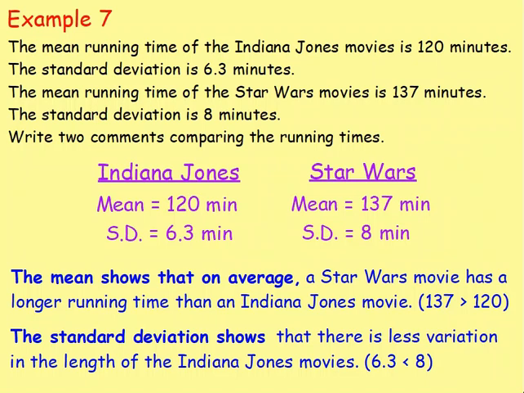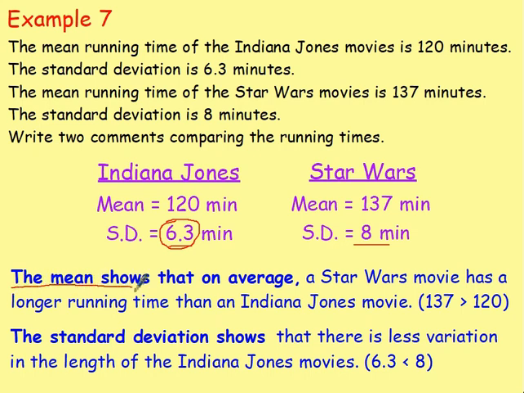Looking at some of these examples, you had the mean running time of an Indiana Jones movie and a running time of the Star Wars movies. Because you can see the mean is lower for Indiana Jones, you could say that on average, because remember the mean shows you the average, the running time is smaller for the Indiana Jones movies. And the standard deviation shows you that there's less variation in the length of the running times of the Indiana Jones movies, because the 6.3 is less than the 8.